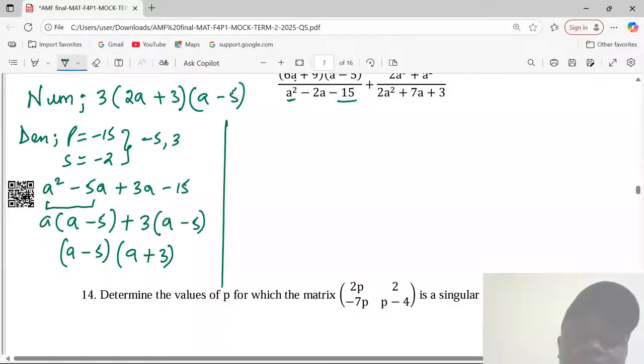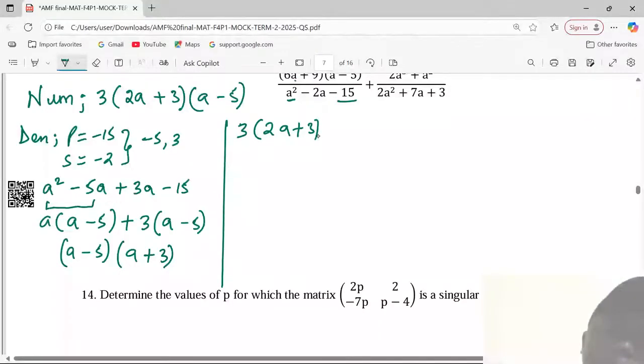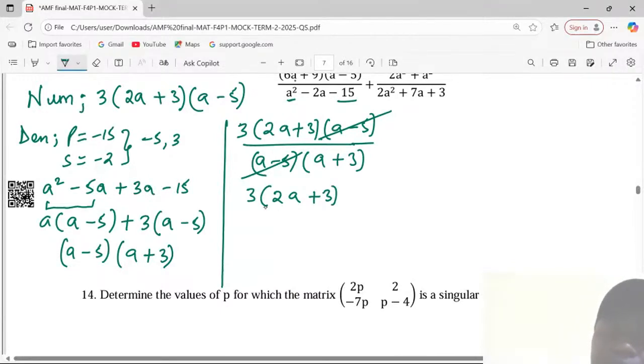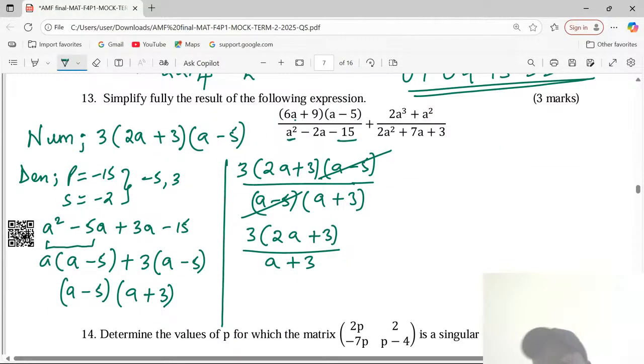Now let me bring everything together. We are having 3 times 2a plus 3 over a minus 5 times a plus 3. The a minus 5 appears here and also here, therefore 3 into 2a plus 3 out of a plus 3. So we have now simplified the right-hand side fully.